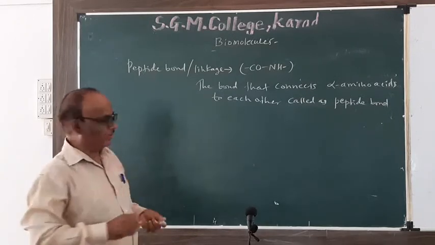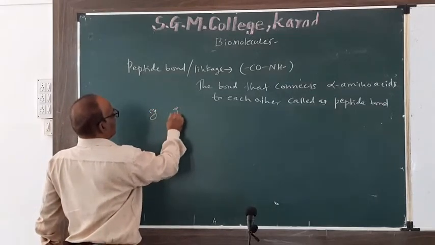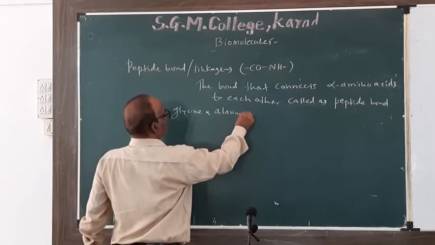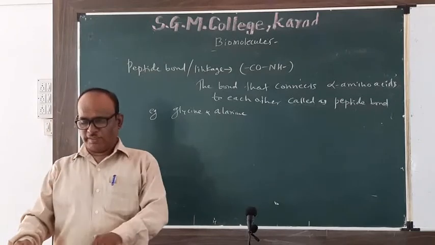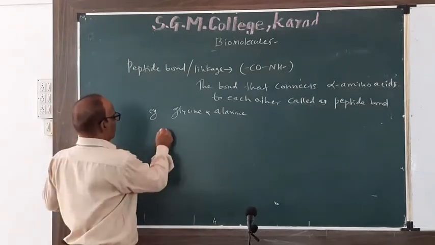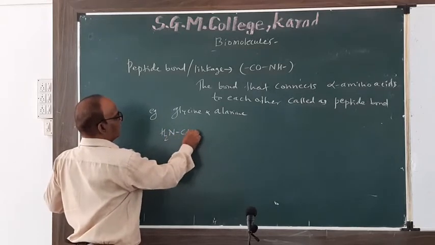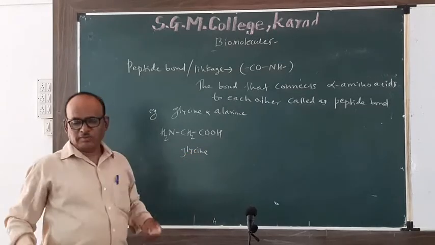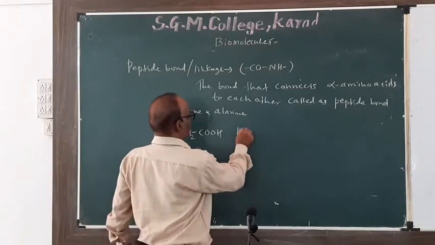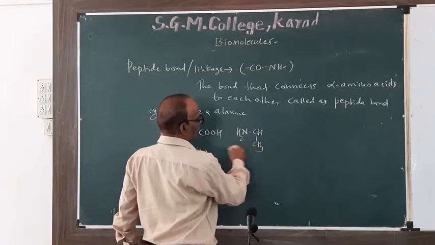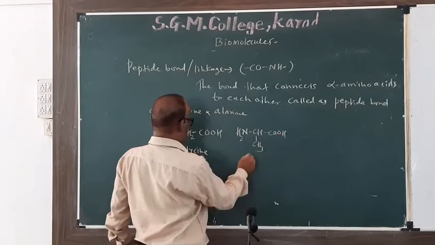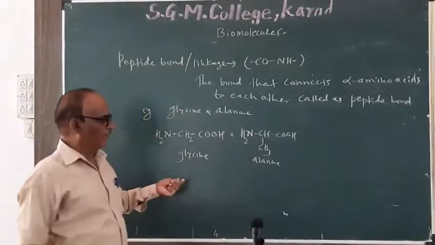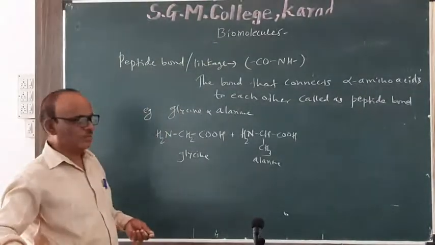We take one example. For example, we take glycine and alanine. So these two alpha amino acids are joined by a peptide bond. The formula of glycine is NH2CH2COOH. What is the formula of alanine? NH2CH, here a CH3 group is present, and COOH. This is alanine. So these two molecules of alpha amino acids join together by CONH linkage.